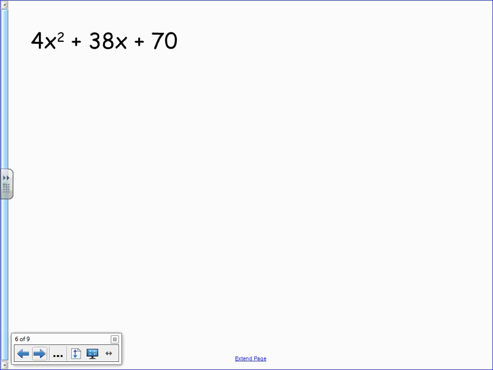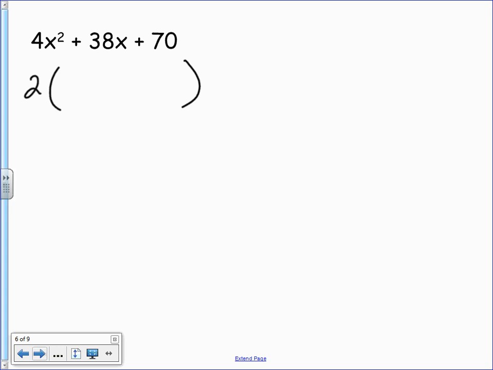Going back to my tips for successful factoring, I'm first going to check if there's a greatest common factor I can take out of all these numbers first. 4, 38, and 70 are all even numbers, so they're all divisible by 2, which means I can factor out a 2. The 2 doesn't disappear, it just hangs outside a bigger group of parentheses. And I run through each term and divide it by 2.